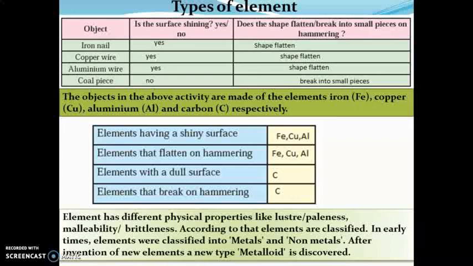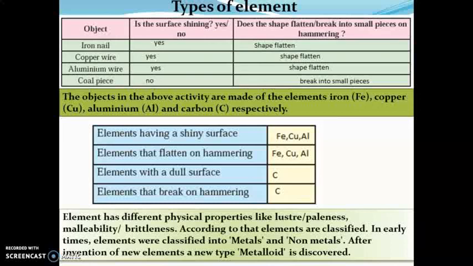These are called physical properties because we can see them. Elements have different physical properties like luster. Luster means shininess, dullness, that means it is not at all bright. Malleability means it can be beaten into a flat shape, or we can make a flat surface from it. Brittleness means it breaks very easily. According to the physical properties, the elements are classified.